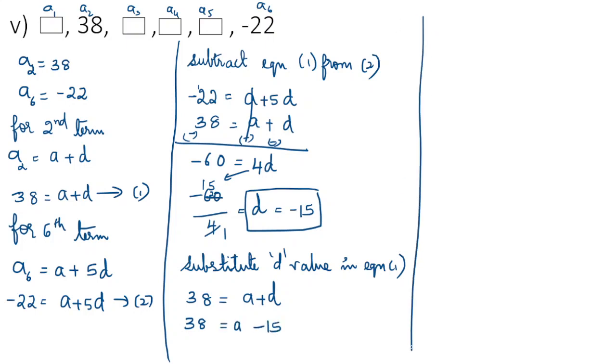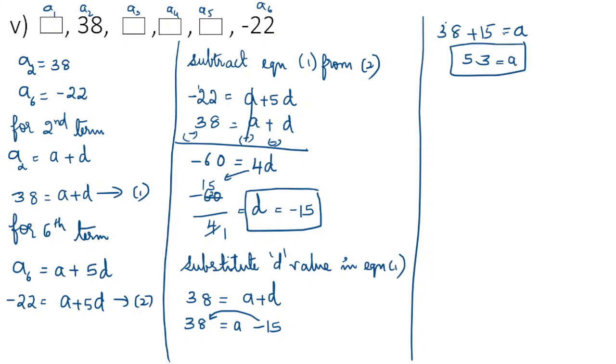Now what happens to this minus 15? Whenever it goes to the left hand side, it changes its sign. So it becomes 38 plus 15 is equal to a. 38 plus 15 is how much? 8 plus 5 is how much? 13, isn't it? 3 here and 1 carried, 3 plus 1 is 4, 4 plus 1 is 5, it's 53. A value is 53 here.